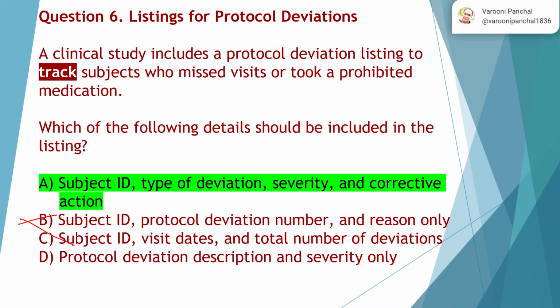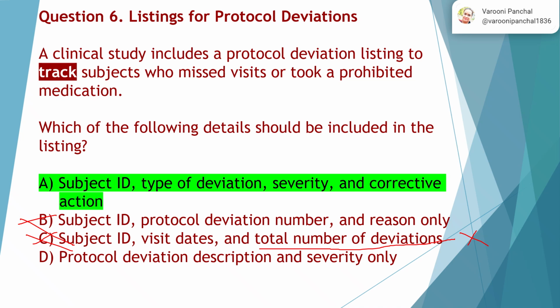Option C, subject ID, visit dates and total number of deviations. Now understand one thing, the total number of deviations does not give a clear picture as to what the deviation description or the details of the deviation are. So option C is not the right answer.